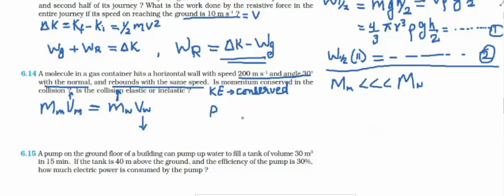First the molecule hits the wall, the wall moves with the same momentum, and the molecule comes to rest. Then the wall comes back, hits the molecule, and the molecule bounces back. That is the actual process. So we can say momentum is also conserved. As momentum and kinetic energy are conserved, we can say the collision is elastic in nature. The collision is elastic.